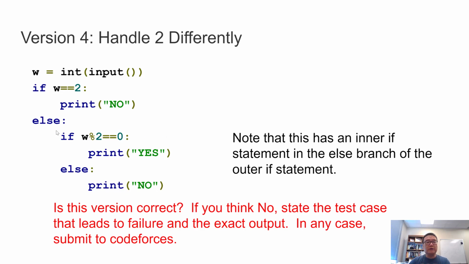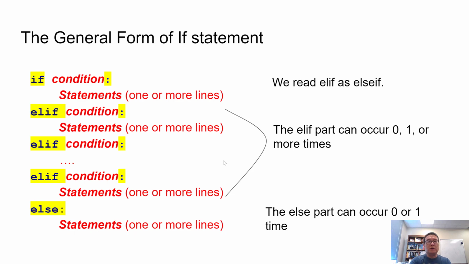So I want to point out that now we have an example where the else branch contains more than one line. In fact, it contains another if statement. So we have a nested if statement. There's an outer if statement, and then there's an inner if statement. Again, I encourage you to think about this code and whether it's correct. If you submit it, you will probably find out that it is correct.